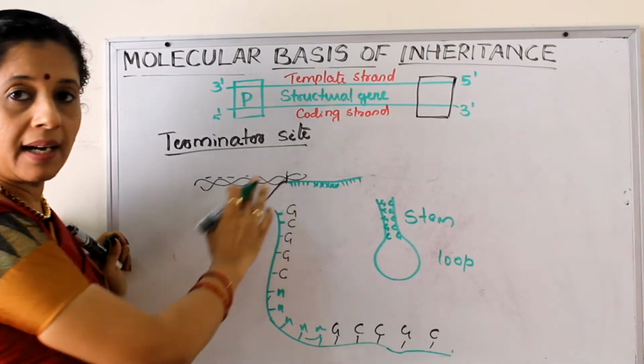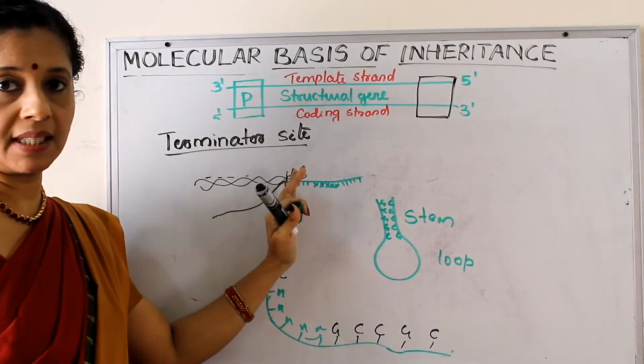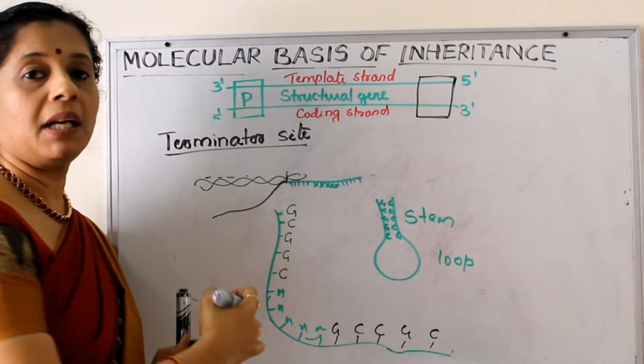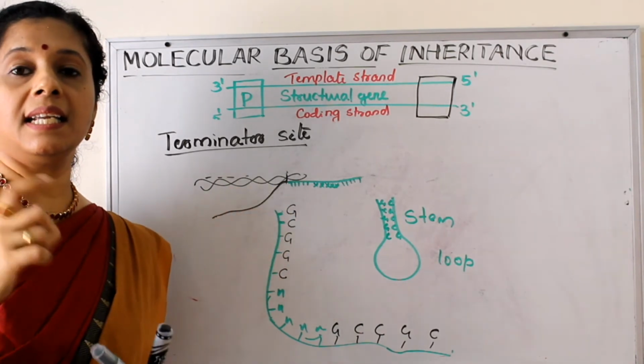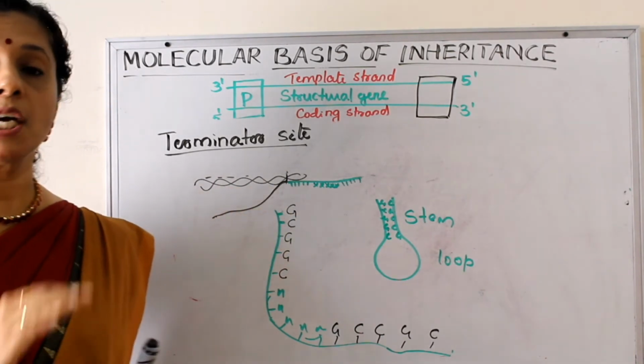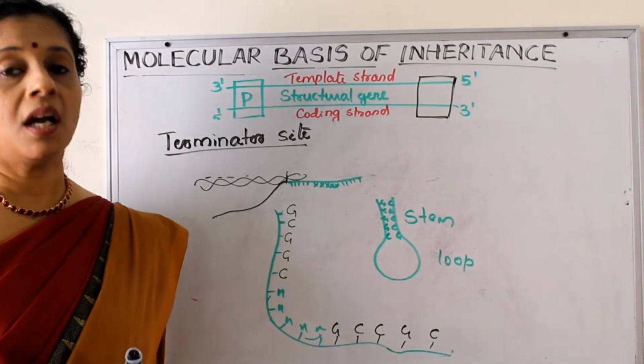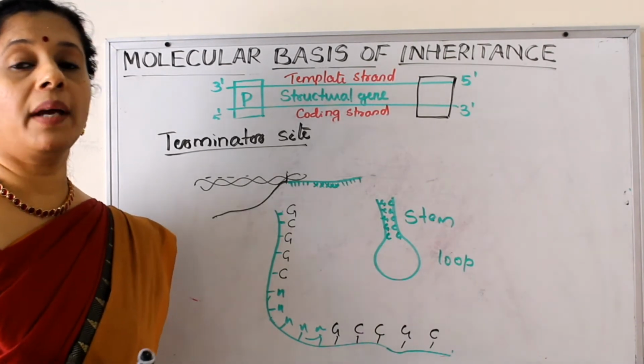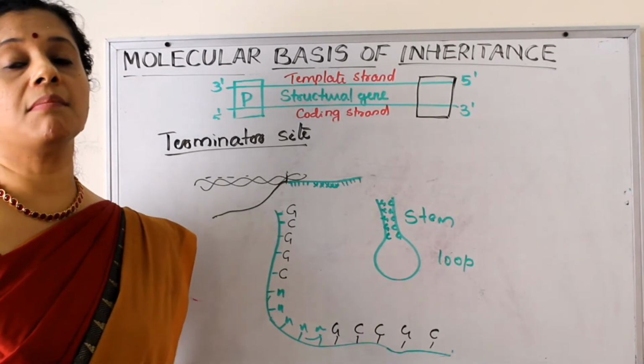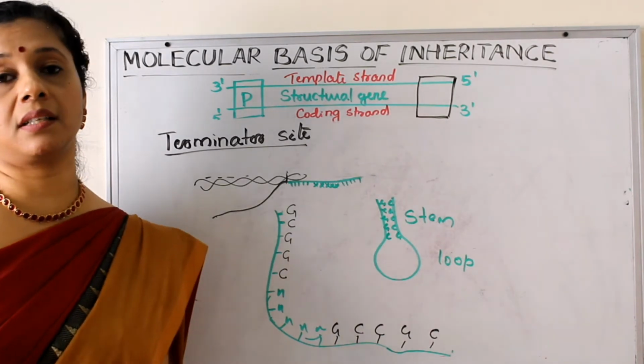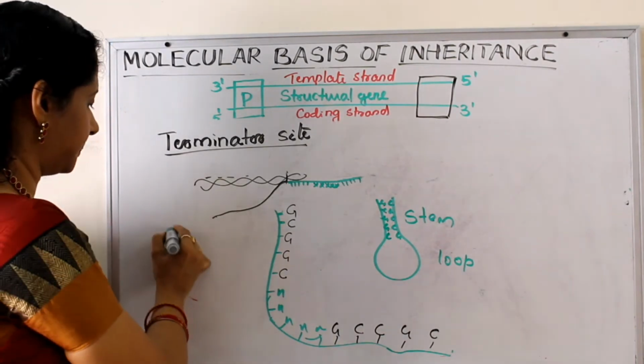So once the mRNA is completed, after that this hairpin loop will form. This is an indication for RNA polymerase to terminate the process. Or there is one more way of termination, that is by binding with another factor called the Rho factor.